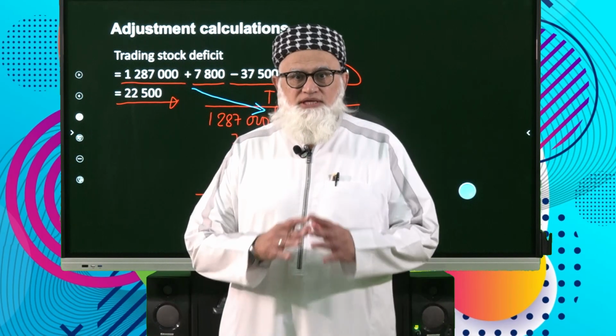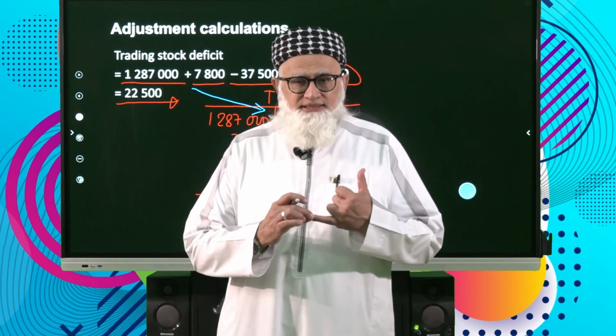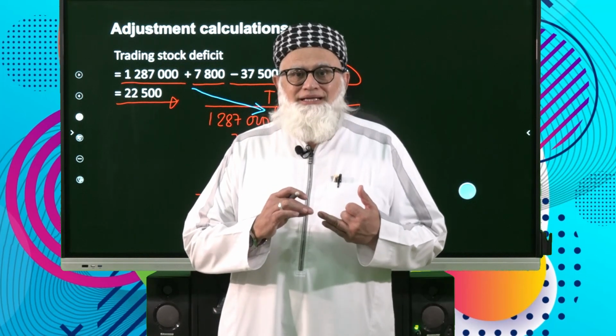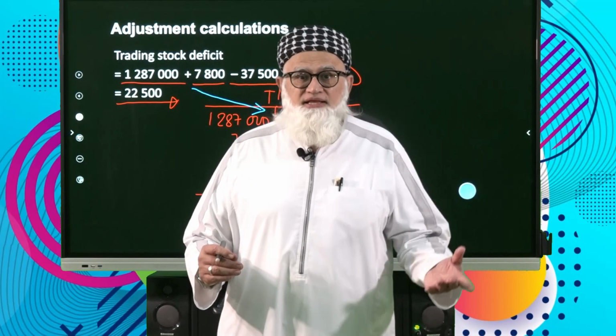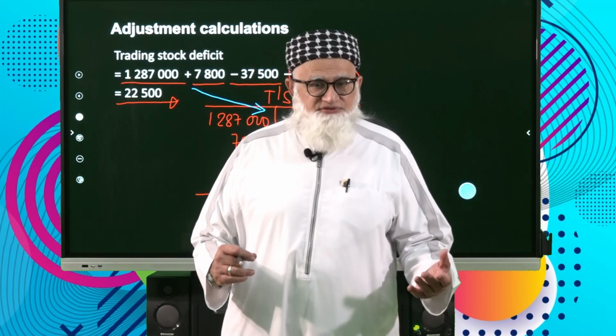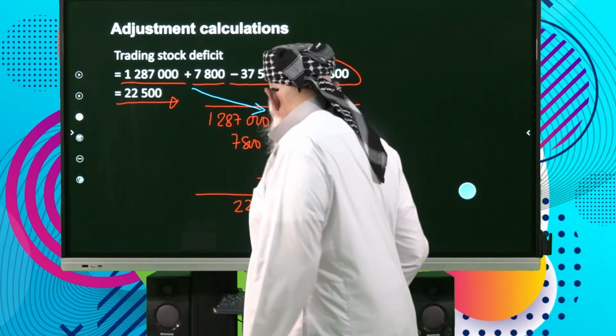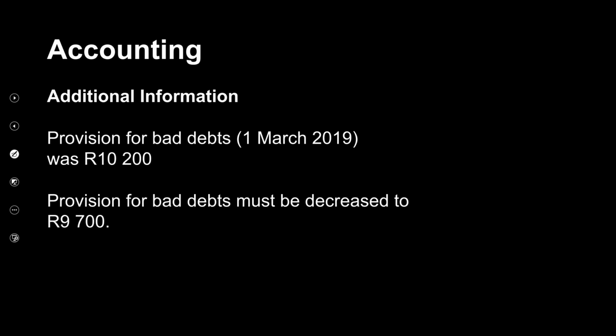All right, so to summarize that: opening balance of your trading stock, look at any other adjustments that you have on stock, then compare it to your final balance to either give you a trading stock deficit or a trading stock surplus. Okay, let's move on to the next adjustment. It says here, provision for bad debts was 10,200, that was your opening balance, right? Provision for bad debts must be decreased to 9,700.